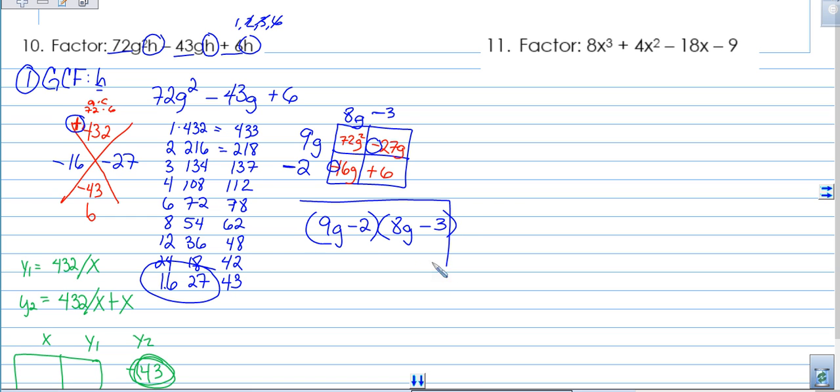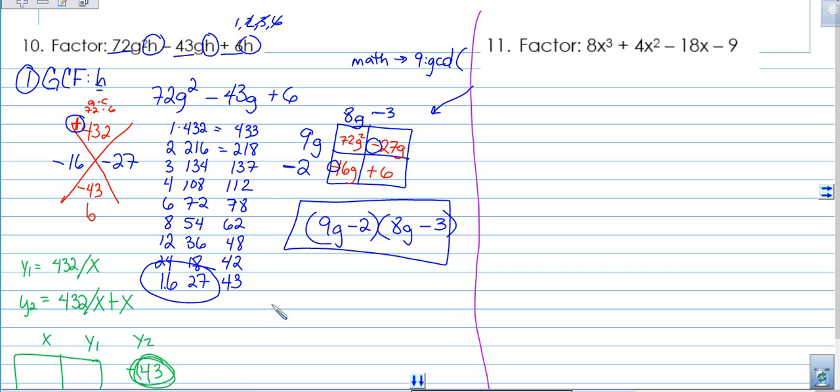Okay? And remember, you can always do math, right arrow, 9, which is the GCD, to help you with the box and get the sides. Don't forget the comma, which is the button above the number 7. Okay? If you like the box method, move on to where I'm doing question number 11. If you don't like the box method, hang on, here we go.